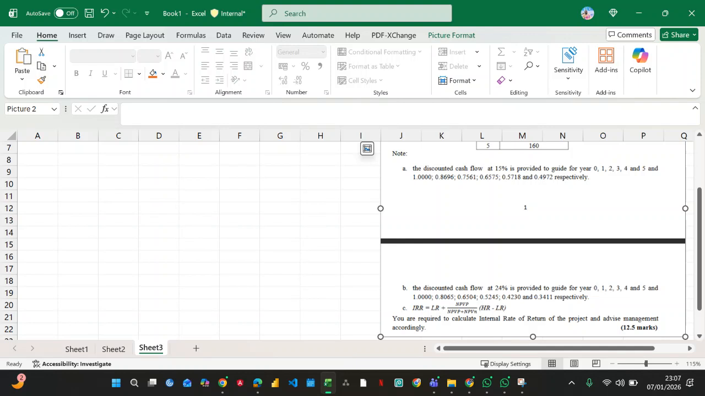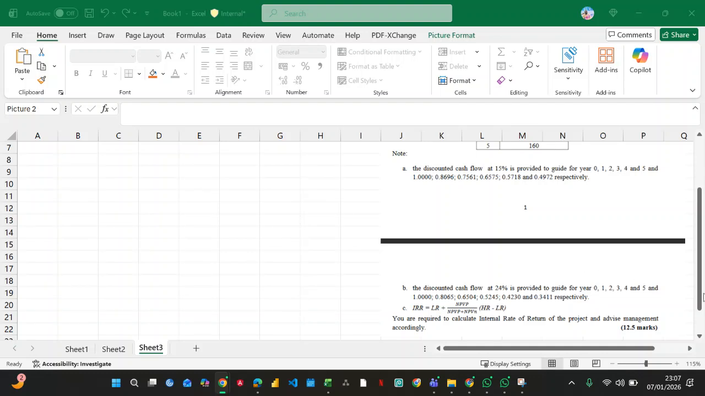Okay, so the first thing we need to do is calculate our NPV. Now, what is our NPV? What's the meaning of NPV? Net present value. So we need to calculate that for the lower rate first, and then we do that for the higher rate too. Do you understand? So what's the formula for that?